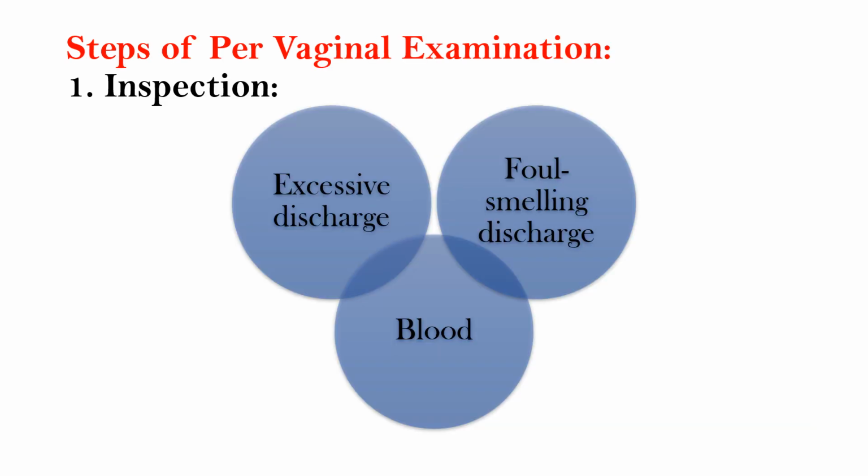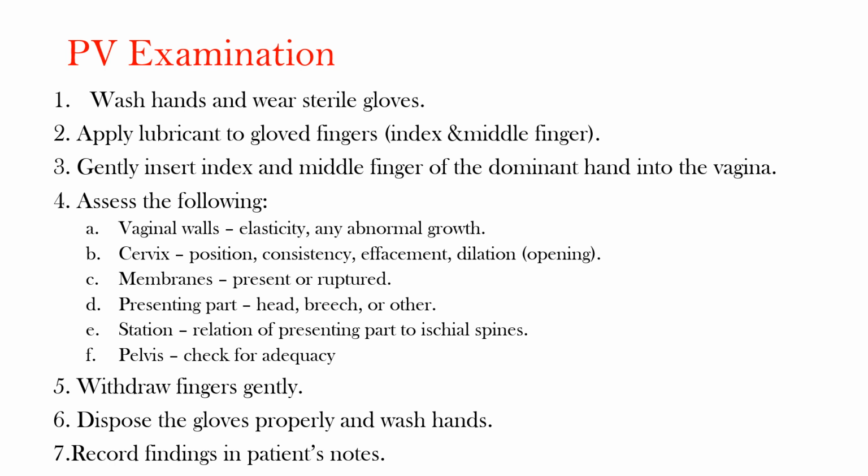Now, steps for per vaginal examination. First is inspection. Check for excessive discharge, see whether there is a foul smelling discharge or not, and also see whether there is blood or not. Okay, so now the PV examination. Once you have washed your hands, worn your sterile gloves, and cleaned the perineum, you need to now apply a lubricant to the gloved finger, especially the index finger and the middle finger. After that, insert the index finger gently first and then the middle finger of your dominant hand into the vagina.